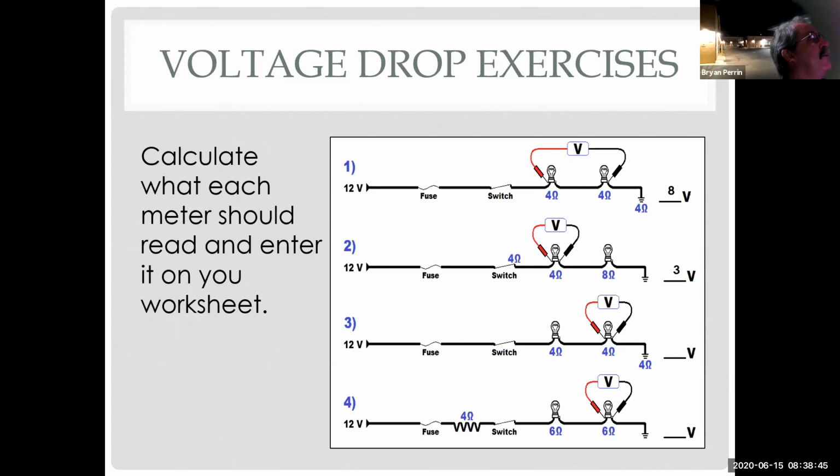How about number 3? What do we have? 8? I'm not sure how we're getting 8 here. That's way off. I've not heard the correct answer yet. How much resistance do I have? 4 plus 4 plus 4 is how much? 12. 12 divided by 12 is how many amps? 1. 1 times 4 is 4. Oh, so it is 4.